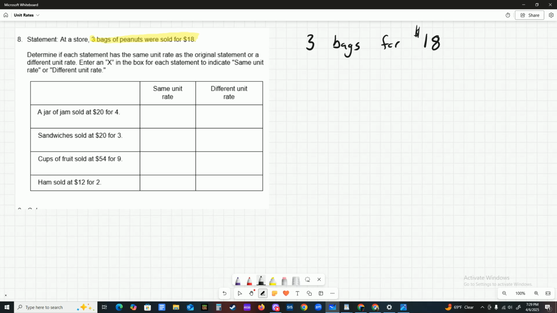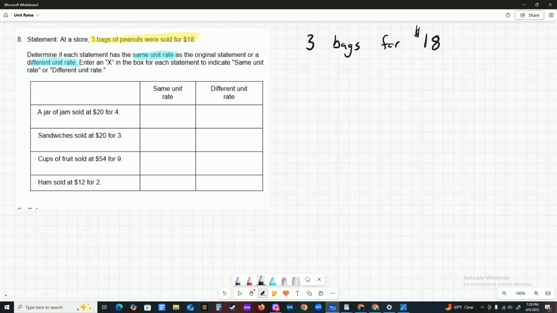Determine if each statement has the same unit rate as the original statement or a different unit rate. Enter next in the box for each statement to indicate same unit rate or different unit rate. So let's first find out what the unit rate for the bags of peanuts is.